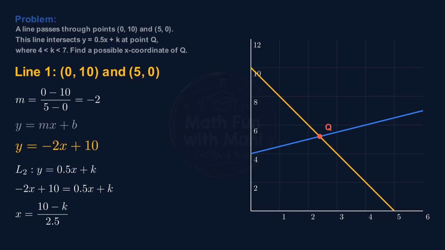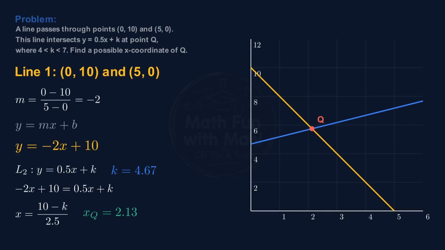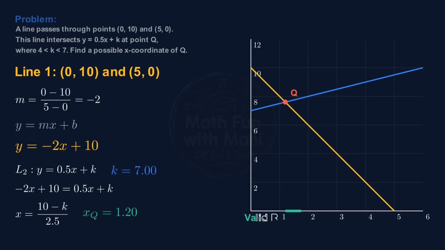As we sweep k from 4 to 7 graphically, notice how the intersection point Q is forced to move along our orange line. Look at those live coordinates on the left. As k climbs, x is trapped in a very specific window. The x coordinate of Q is strictly locked between 1.2 and 2.4. So any value outside that range is impossible for this problem.